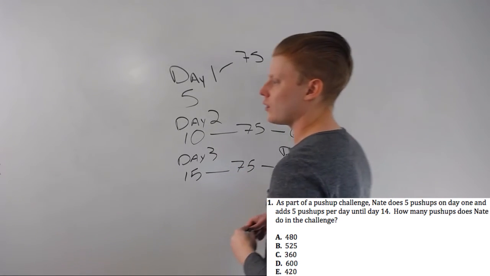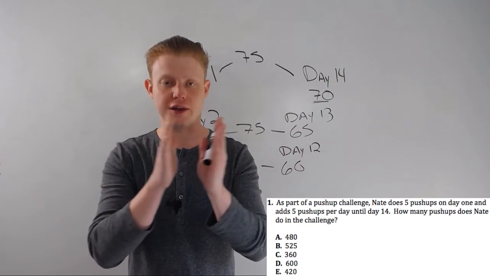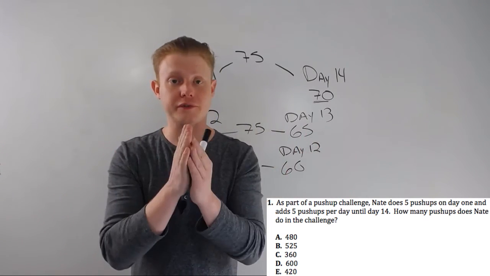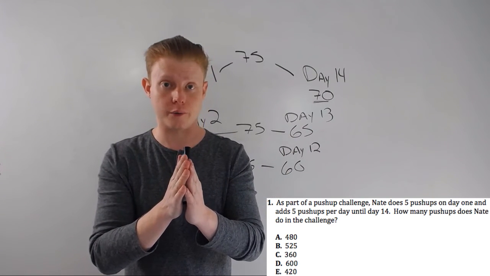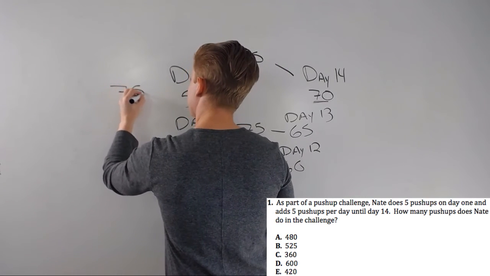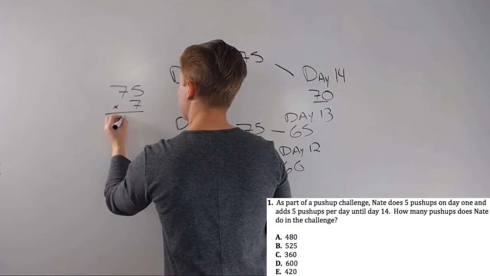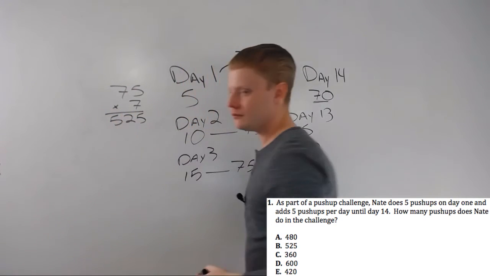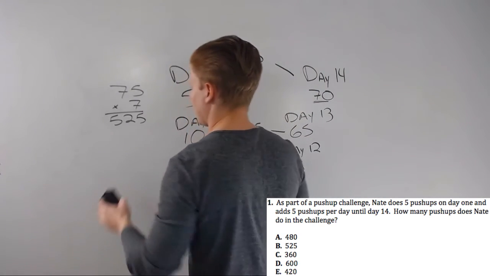So essentially, what am I saying? You're going to have 14 days collapsed into 7 pairs. Each pair has 75 push-ups. 75 times 7 is 525. Let's kind of explain how this works. So 525 is your answer.